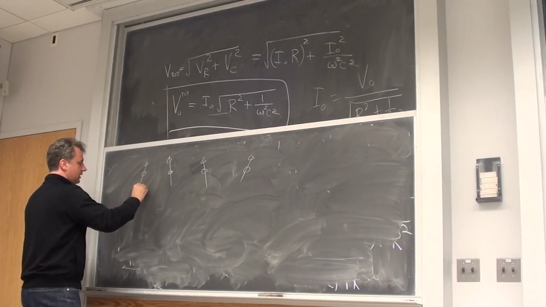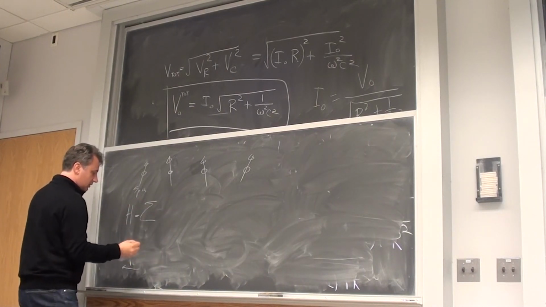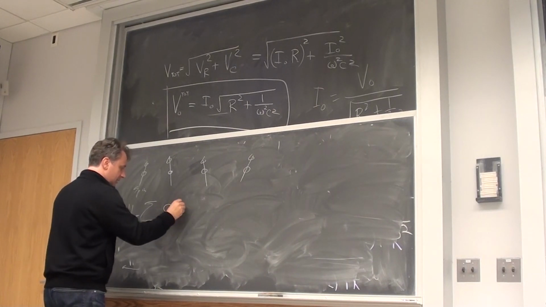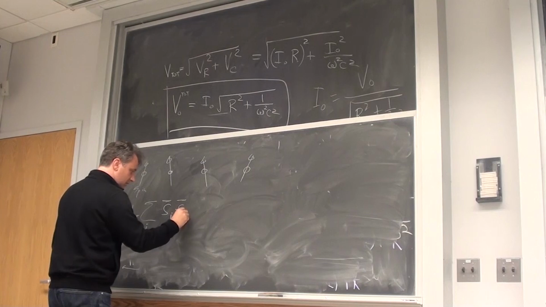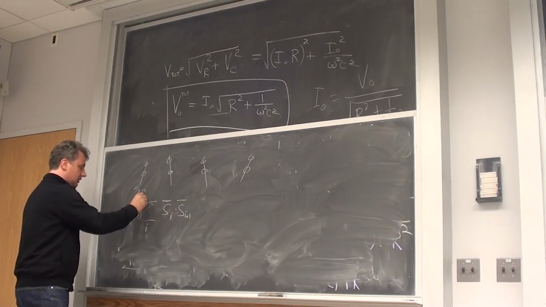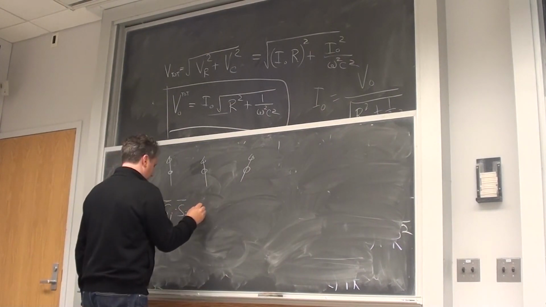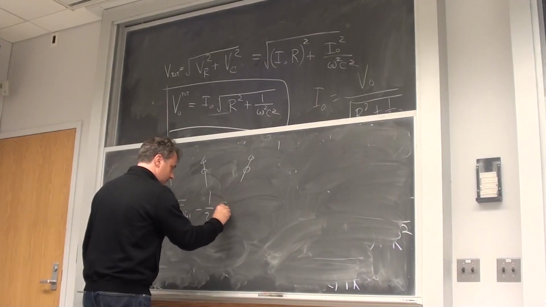So this is spin 1, and the Hamiltonian is a sum over all nearest neighbor spins, S_i times S_{i+1}. So these are all operators. So that would be, well, let's have a coupling here in front. So that would be Heisenberg so far. And then we have an extra term.